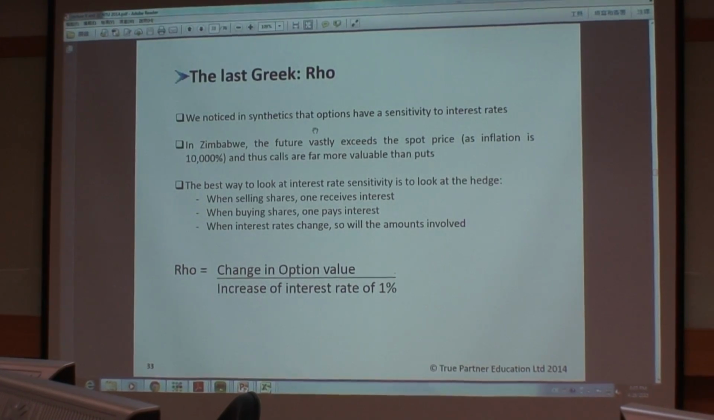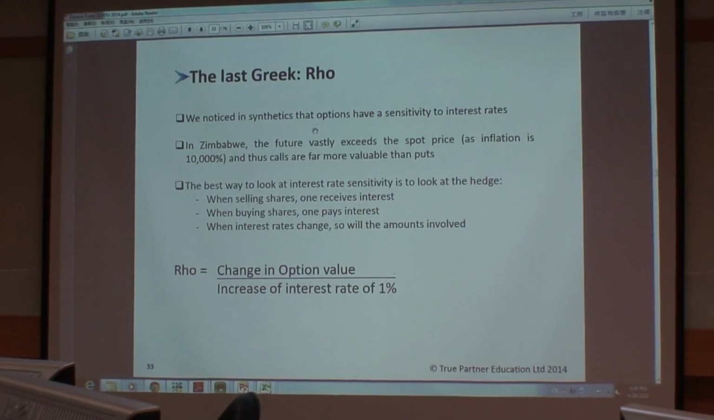Put options, the other way around. If I buy a put, I need to hedge myself by buying stock. So I have a cash outlay. I need to borrow money or forgo interest to buy these stocks. So if the interest rate rises, that's a negative.